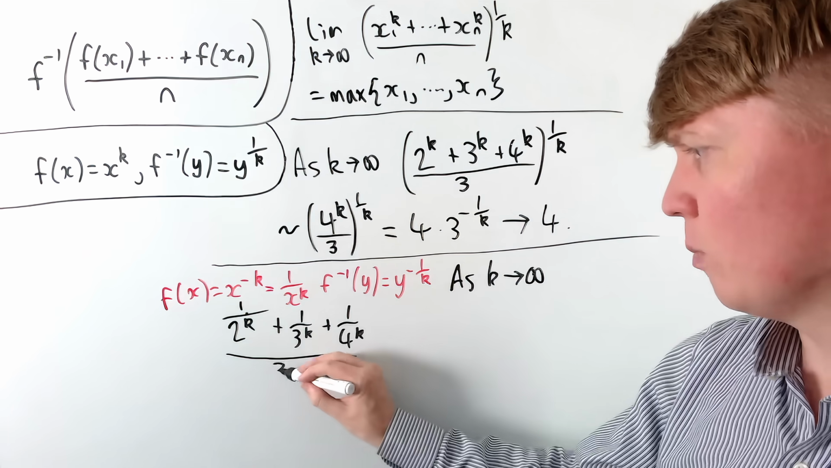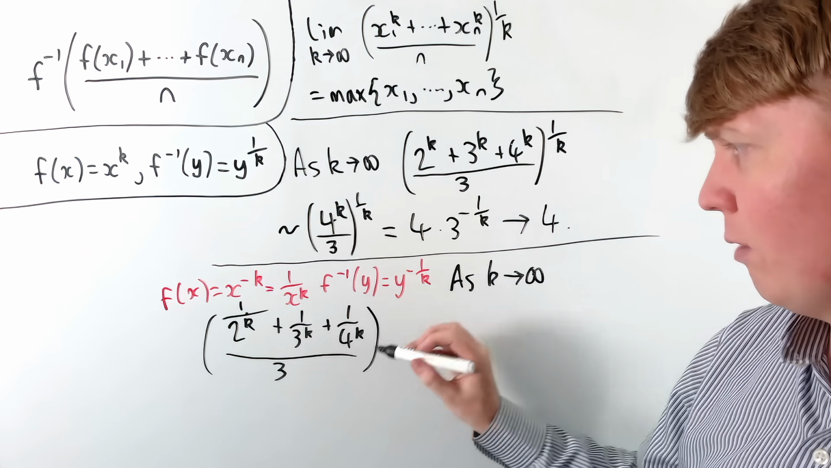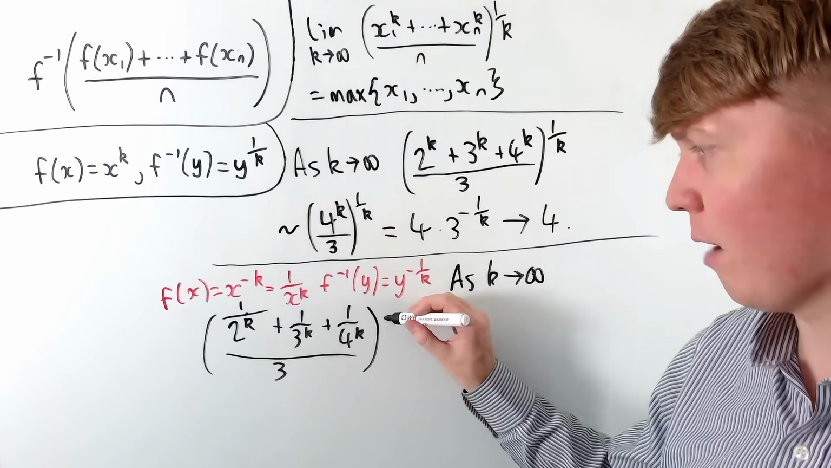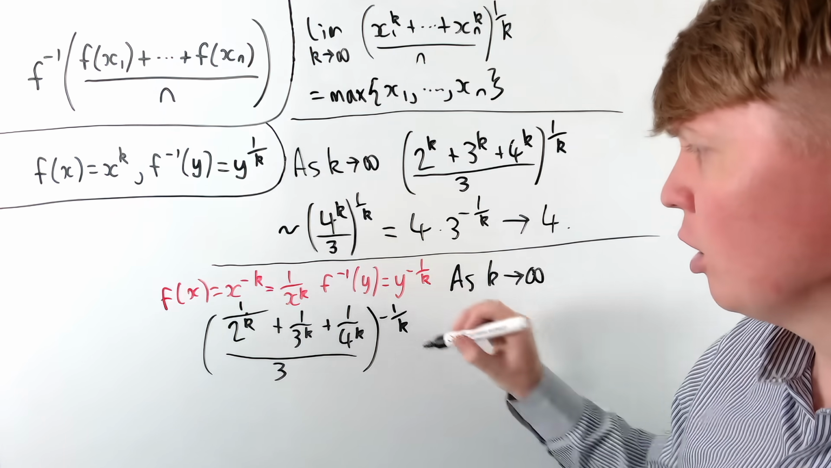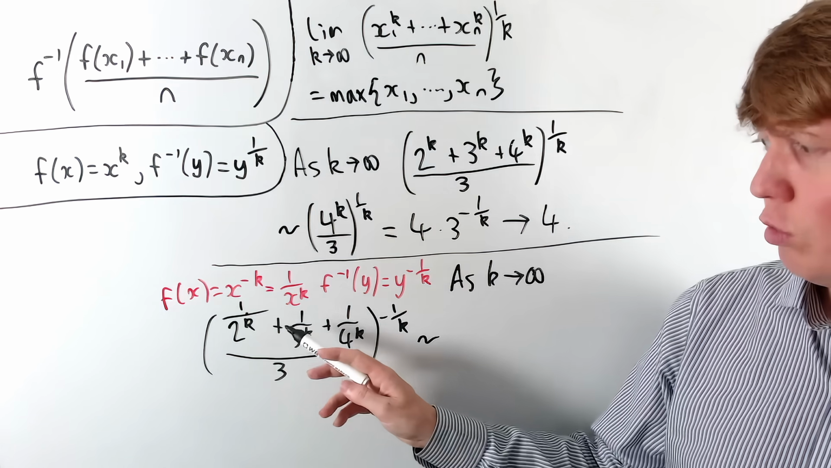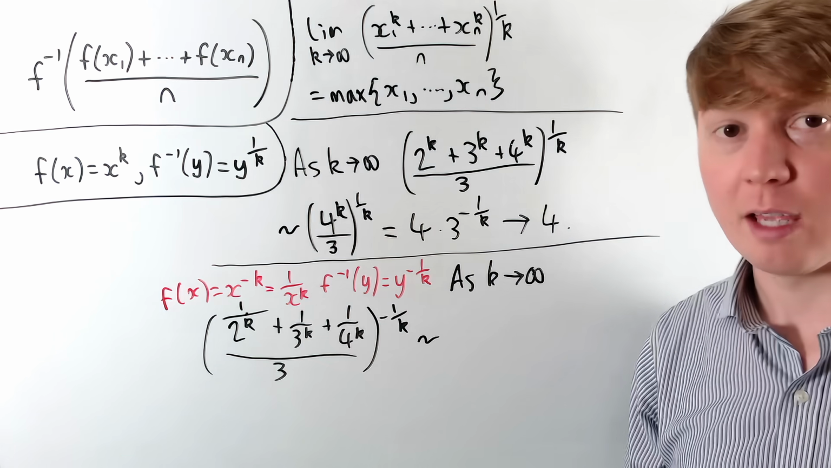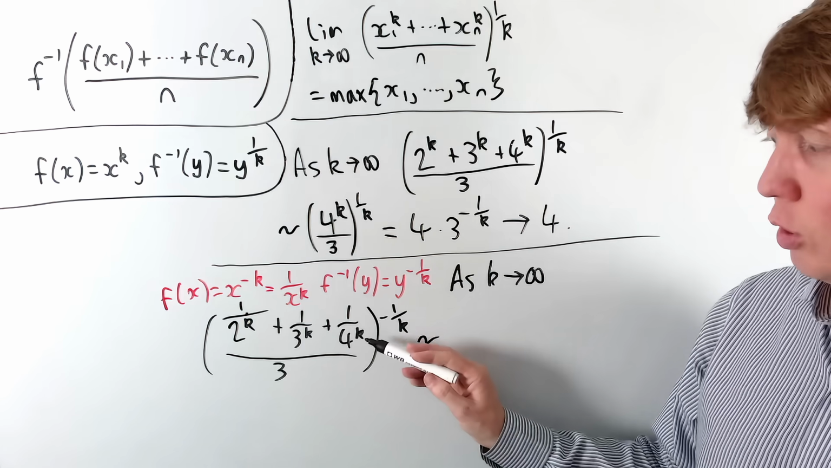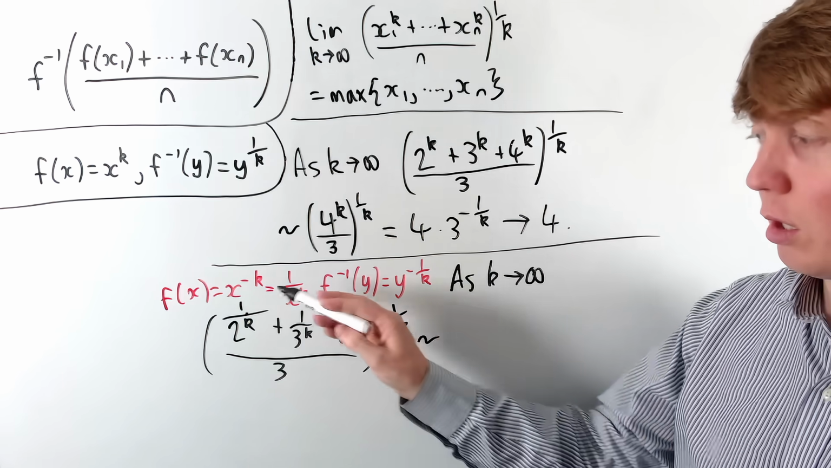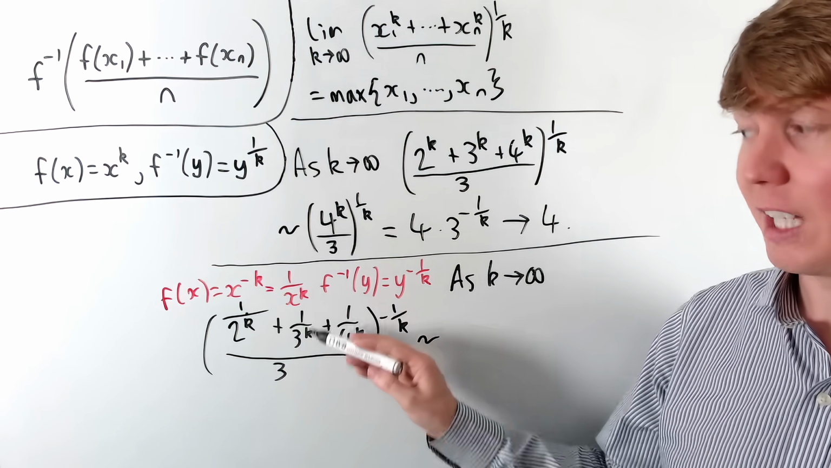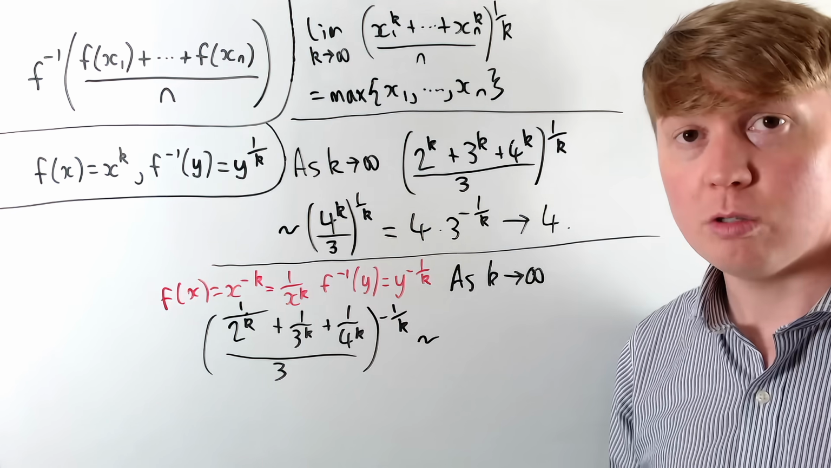Then we divide this by 3, and then we would have to raise this to the power of negative 1 over k when we do the inverse of f here. So this is all to the negative 1 over k. But you can see as k gets bigger and bigger here, our contribution from the 1 over 2 to the k is now going to be our biggest contribution, whereas the contribution 1 over 4 to the k is going to be so much smaller than the other two that we can ignore that, and similarly we can ignore the 1 over 3 to the k compared to the 1 over 2 to the k.